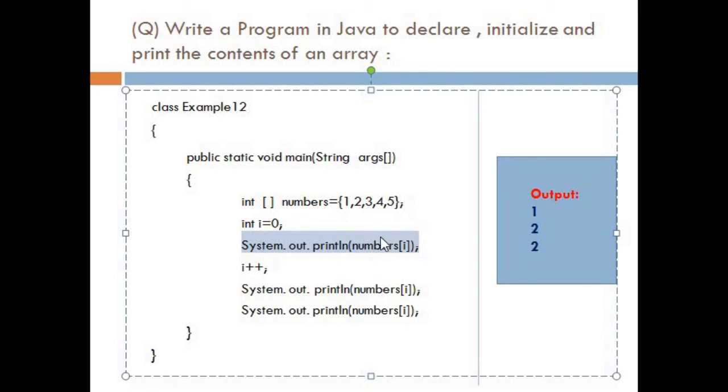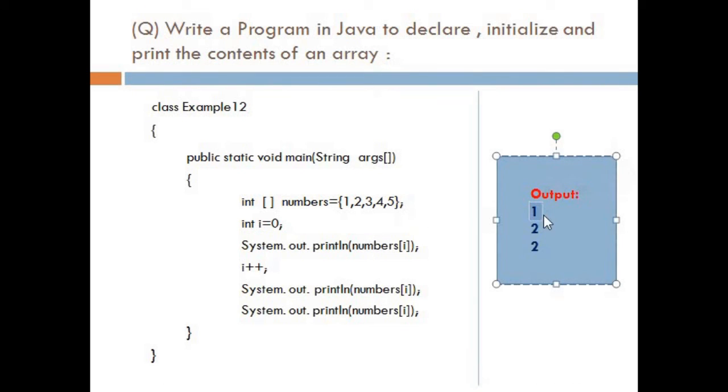So what is the value of this array called numbers at the index 0? At the index 0, the first element is 1. So the content of this array variable numbers at the index 0 shall be 1, and as a result 1 gets displayed in the output. So here it is, this is 1.